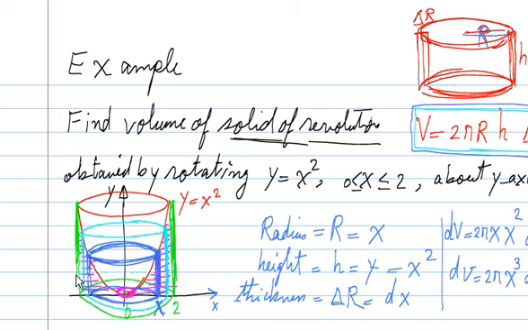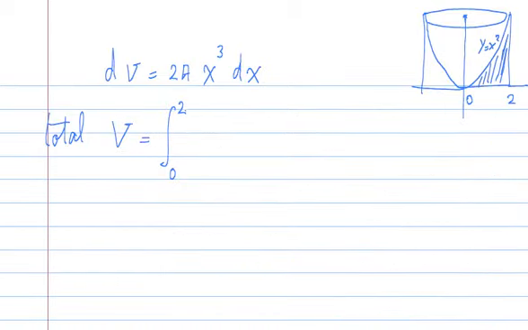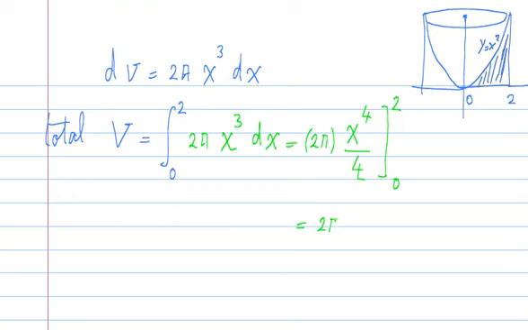So the radius of the cylinder ranges from 0 to 2, and that determines the lower and upper limits of integration for us. So if I go from 0 to 2, 2 pi x cubed dx. I can put the 2 pi outside. The antiderivative of x cubed becomes x to the power of 4 over 4, and I have to put 0 and 2 in it. So that gives us 2 pi.